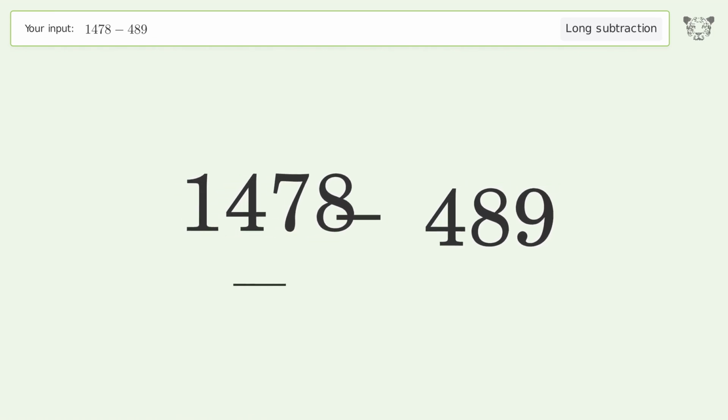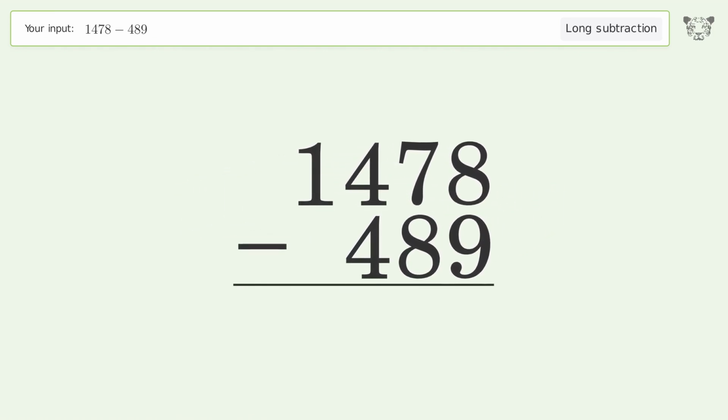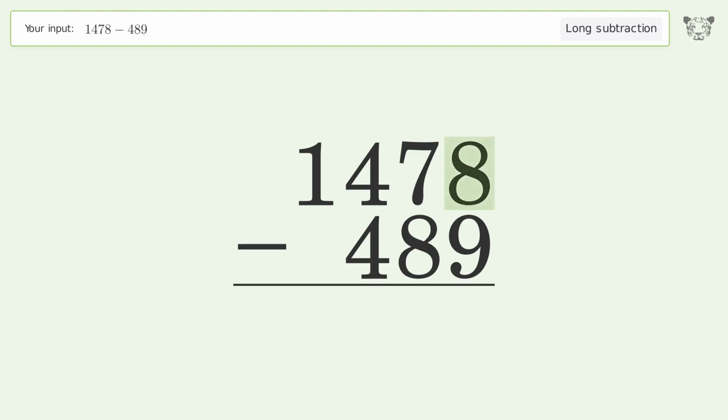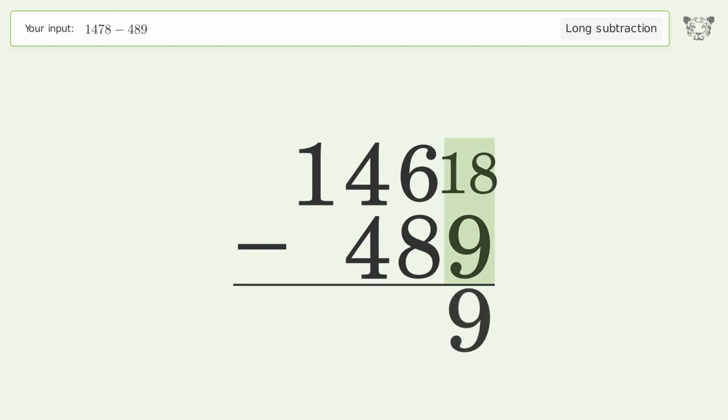Rewrite the numbers from top to bottom, aligned by their place values. Subtract the numbers using long subtraction method. Because the upper digit, 8, in the ones column is too small to get a positive difference, borrow 1 from the digit, 7, in the next number place which becomes 6, and get 18. 18 minus 9 equals 9.